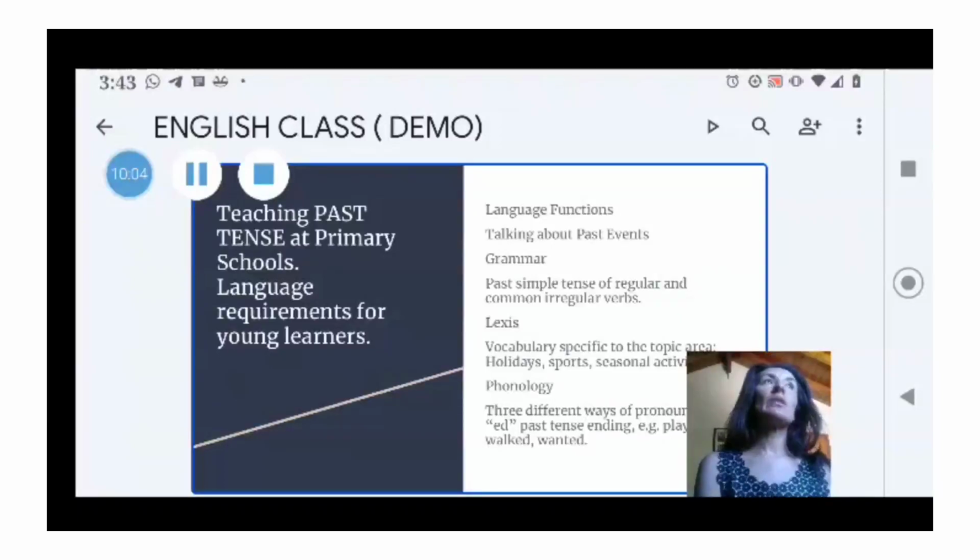And also, when talking about phonology, it will be nice to make students realize the different pronunciations of the ending of ed, as in wanted, played, or walked.